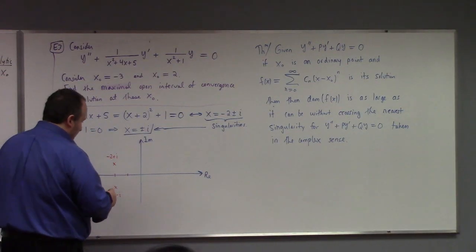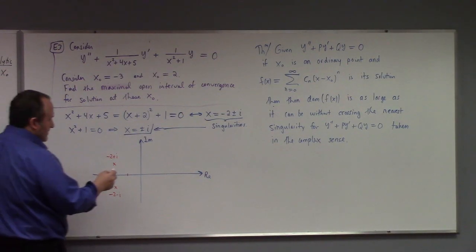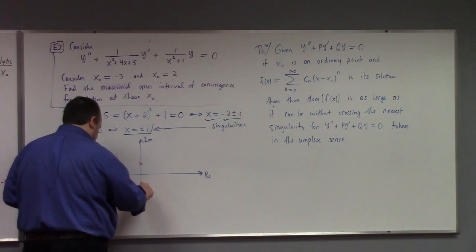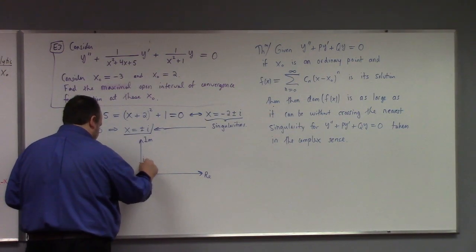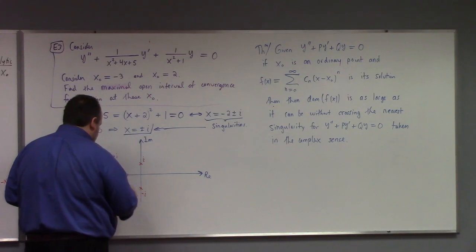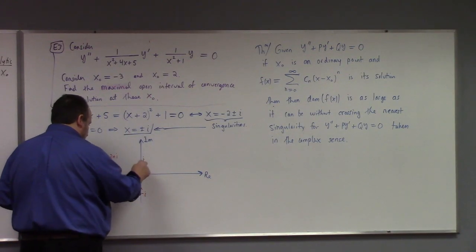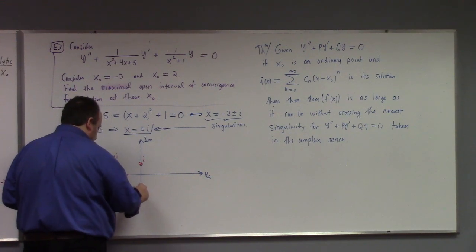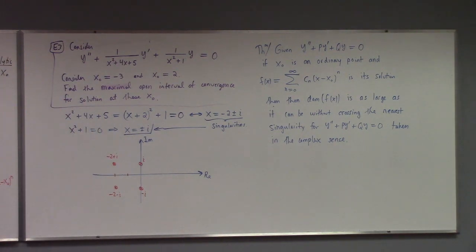And I also have two singular points over here, this guy and this guy, at i and minus i. I like to use little x's with circles around them for singular points. I don't know why, it's just what I do. It's like, stay away from those points.